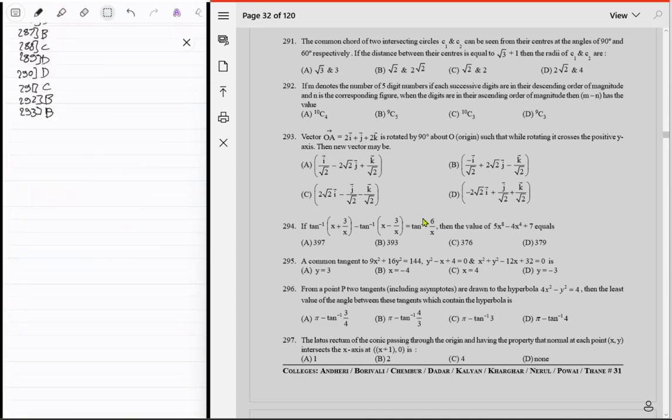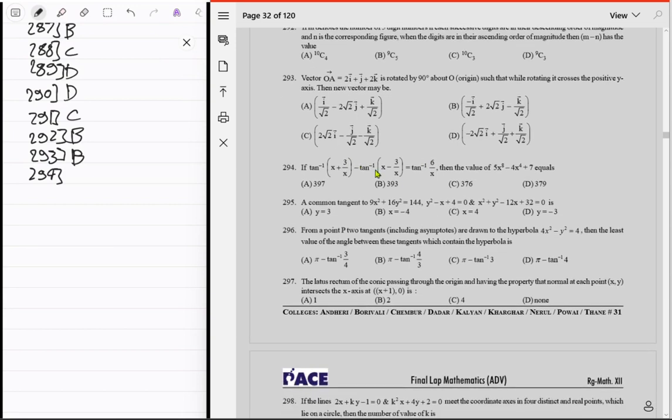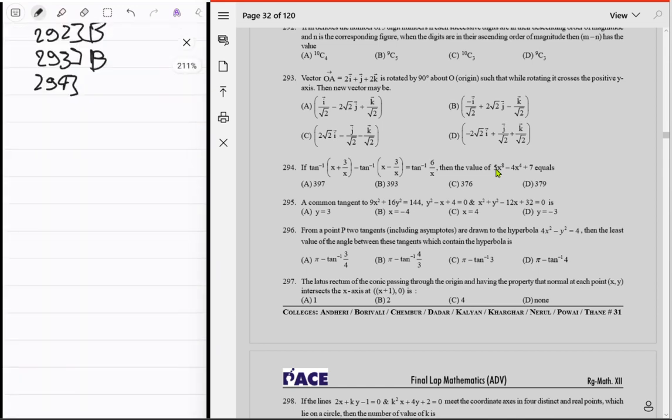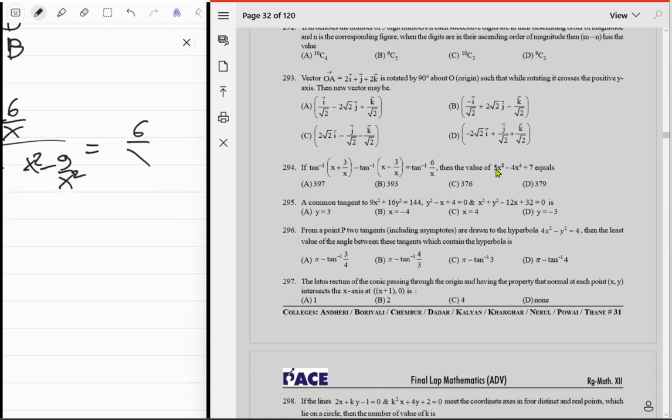Next, 294. If this okay is equal to this, then the value of okay whatever. Just apply tan on both sides. So what will this become? Subtract, just get 6 upon x upon 1 plus their product, like x square minus 9 upon x square. That's equal to 6 upon x. So he applied tan on both sides.